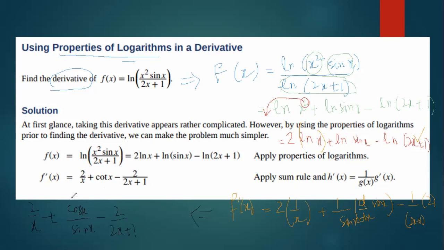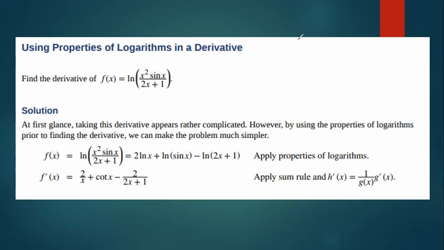As I know that tan equals sine upon cos, and the inverse of tan is cot, so cot will be cos upon sine. As this value is cos upon sine, I will write this value as cot x. So it would be 2 upon x plus cot x minus 2 upon 2x plus 1.